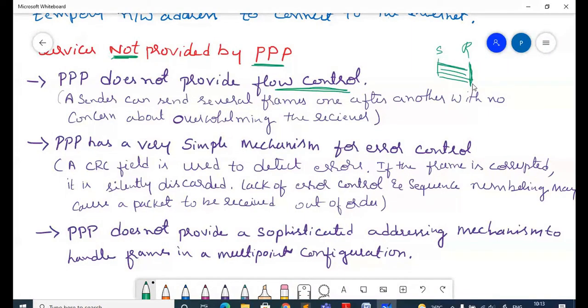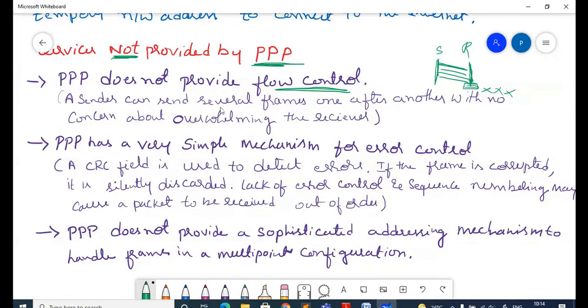To some extent it can store the recent data in the buffer. Once the buffer is full, whatever new data comes will be lost. That's why we need flow control. That means there should be synchronization. If the sender is sending the data at a faster rate and the receiver says it is not able to process the data at that speed, then automatically the sender should have some mechanism to slow the sending of data. This mechanism is not there in point-to-point protocol. It does not provide flow control.